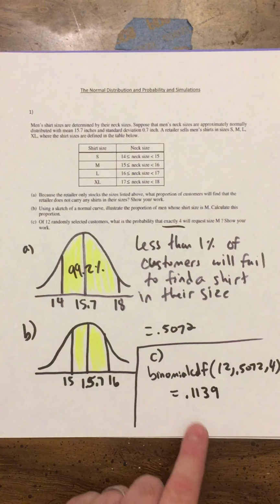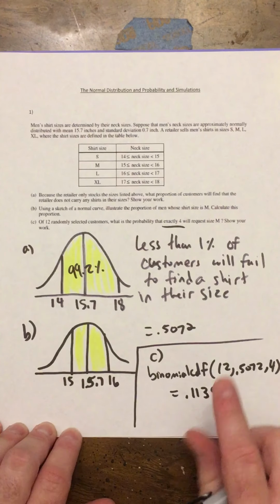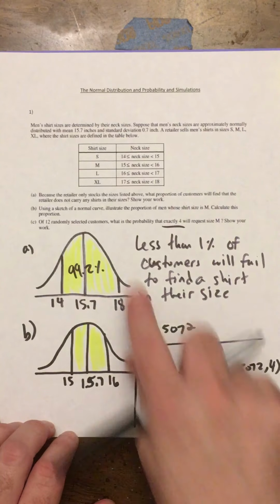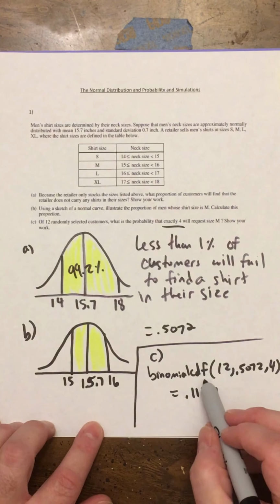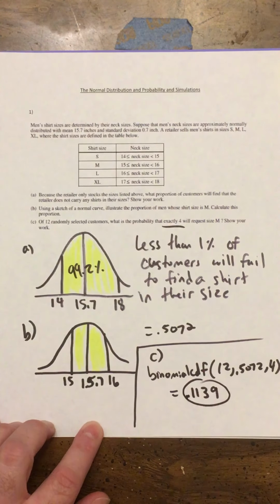This probability is about an 11% chance that 4 of the next 12 randomly selected customers will want a medium size. Okay, so that's how you do question number 1. Let's go take a look at question number 2.